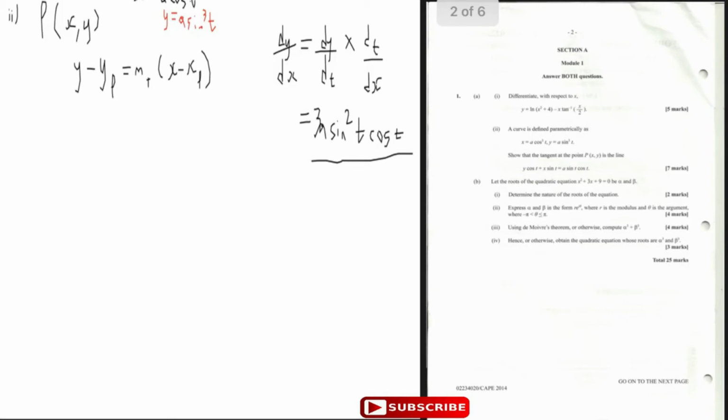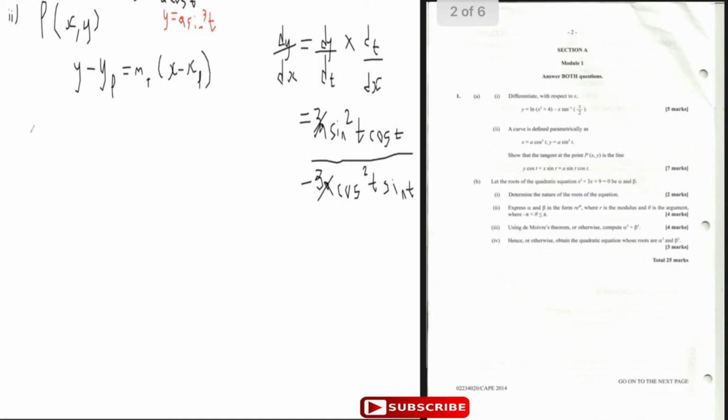X is equal to a cos cube t. So to differentiate it, we carry down the power to get 3a. We subtract 1 from the power to get cos square t times the derivative of cos. When you differentiate cos, you get minus sine. So it's minus 3a cos square t sine t. So that's dy by dx. Now this 3a cancels out this 3a. All right, and I'm going to leave the rest for now.